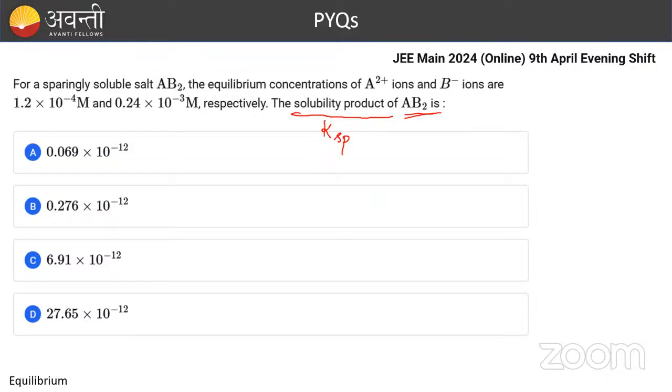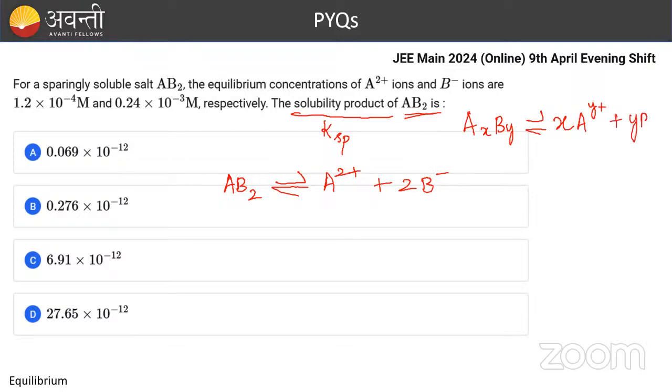To approach this question, first of all, I need to dissociate this salt. How does this salt get dissociated? AB2 will be dissociated as A2+ and 2B minus, right? For any type of salt given to you in the formula AxBy, you need to write x into A power y plus and y into B power x minus. So this is what I have done.